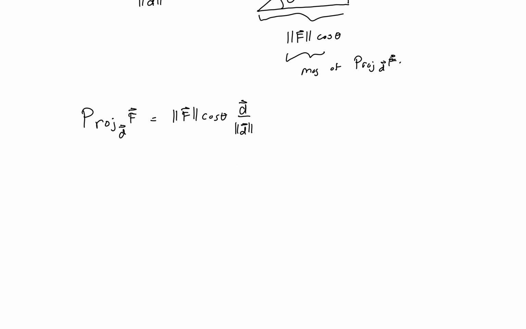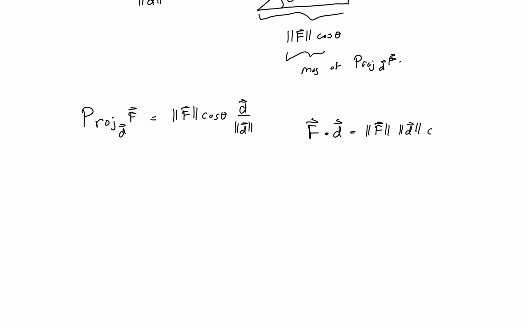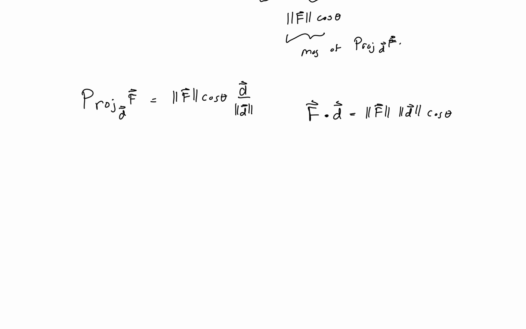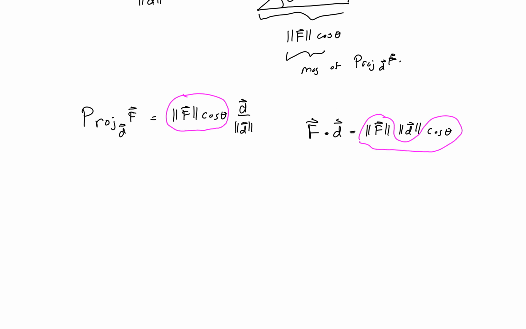Now this isn't the best way to calculate it because you'd have to go through and actually calculate the angle here. But what we can use is, let's recall that if I take F dot with the displacement vector, this is the magnitude of F, the magnitude of d, cosine theta. So we have almost the dot product there in the top. So notice if I have this part here, I have everything except for the d there. So let's go ahead and just add that in.